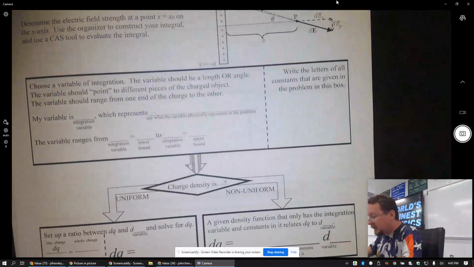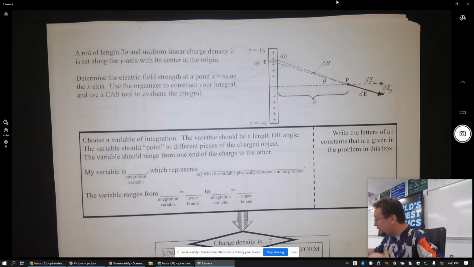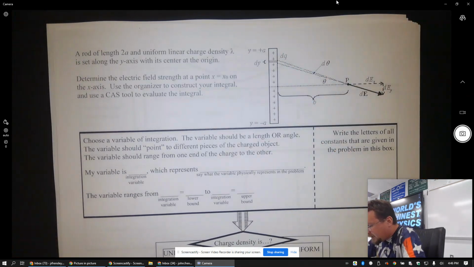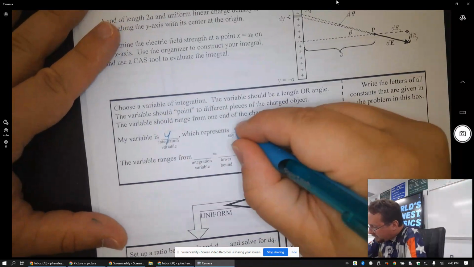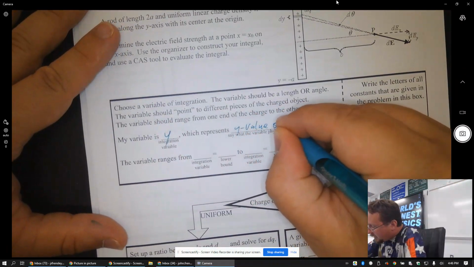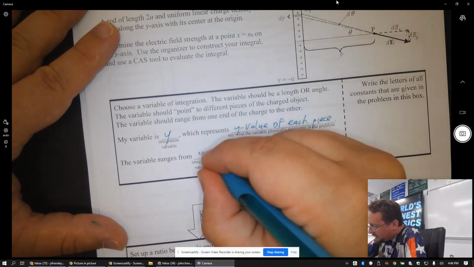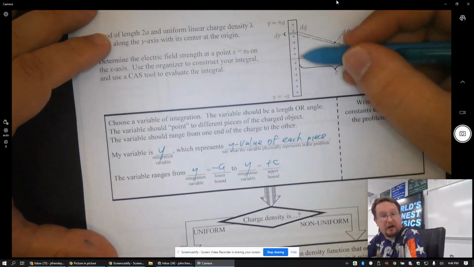Okay, so now here it comes. This is a big crescendo. I am absolutely not going to evaluate this integral for you. So if you're hoping, then go to Symbolab or something like that. Get them to integrate for you, right? Okay, so this is a vertical line of charge. It's all positive. I'm going to use y as my integration variable. It's the y value of each piece. It's going to go from -a to +a. You see it right there in the diagram.